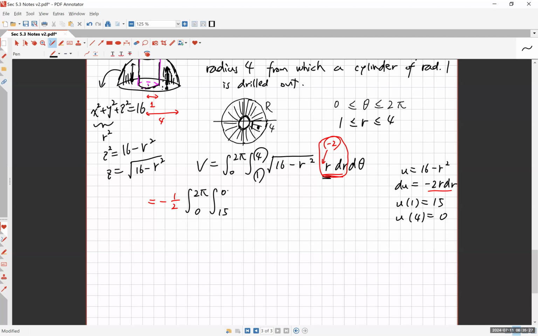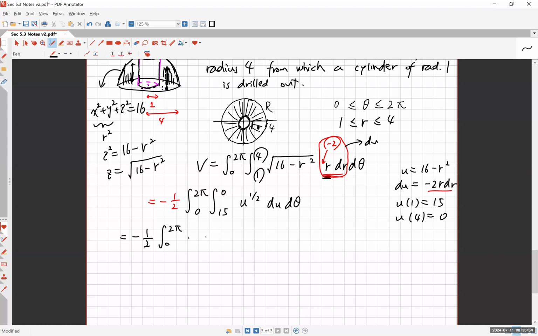Kind of odd because the top number is bigger than the bottom one, but that's okay. And then we have u to the 1/2, that's the square root of 16 minus r squared. And then we have du, this whole thing is du, and then d theta. Once you get to this point, I think you're fine. All right, what do you have after this?